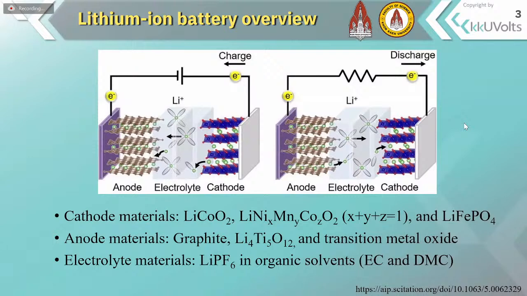The figures demonstrate the working principle of the lithium-ion battery. When the battery is charged, lithium ions will be extracted from the cathode to the anode. When the battery discharges, lithium ions will move back from the anode to the cathode.